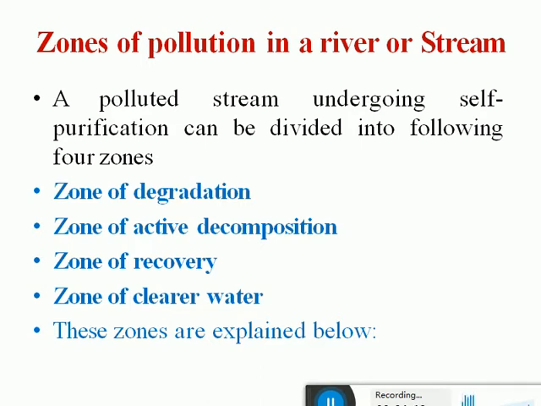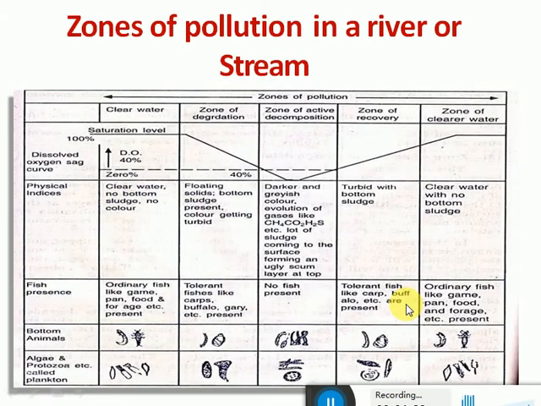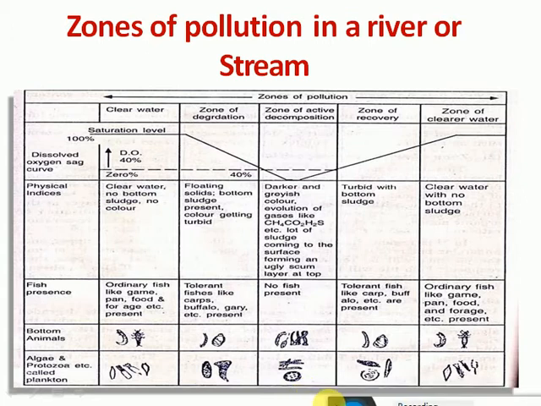So the first zone of self purification which is formed is called the zone of degradation. The second zone is called the zone of active decomposition. Then the third zone is the zone of recovery, and the fourth zone is the zone of clearer water. So let us see what the different zones are and what changes are going to happen in these different zones.